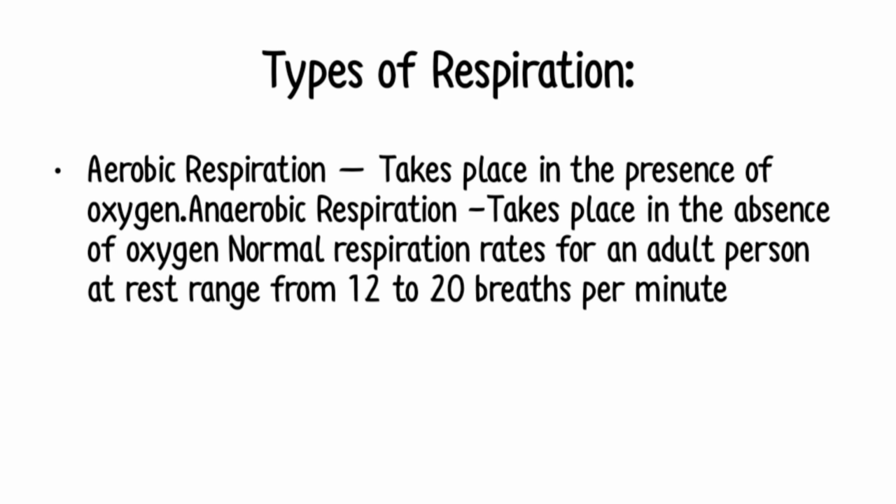Now, types of respiration. Aerobic respiration takes place in the presence of oxygen. Anaerobic respiration takes place in the absence of oxygen. Normal respiration rate for an adult person at rest ranges from 12 to 20 breaths per minute.